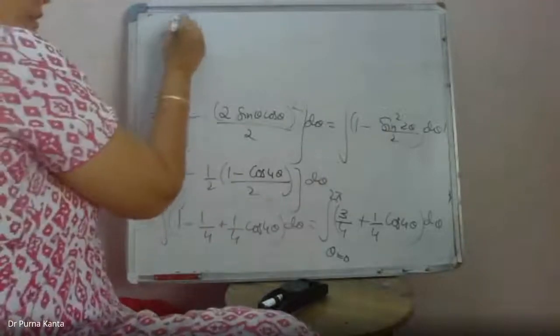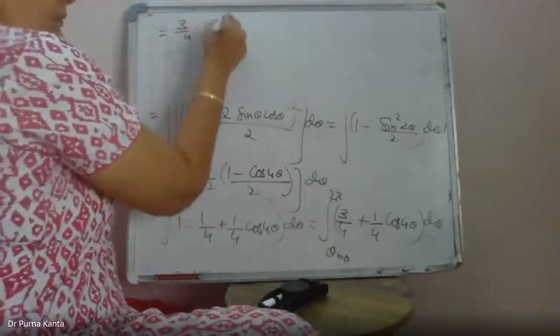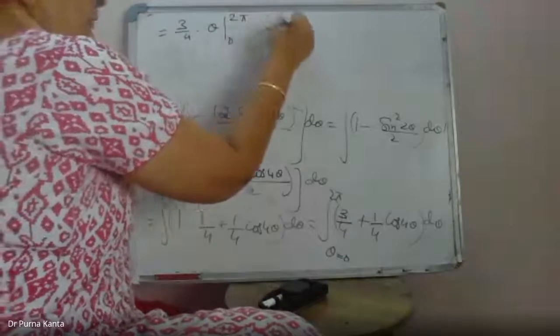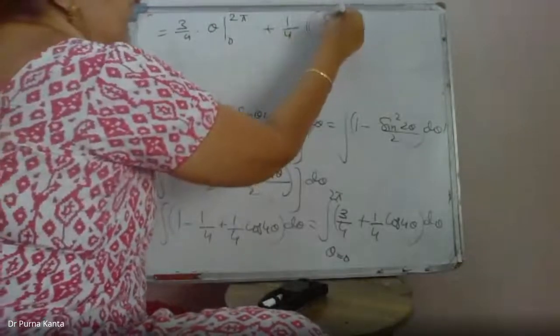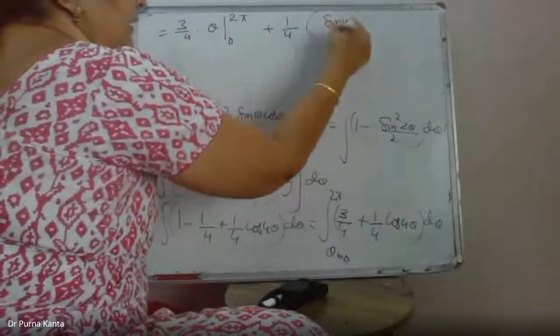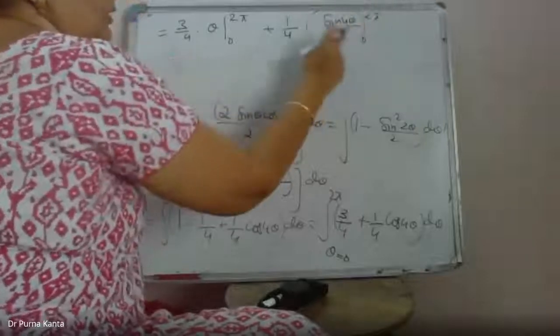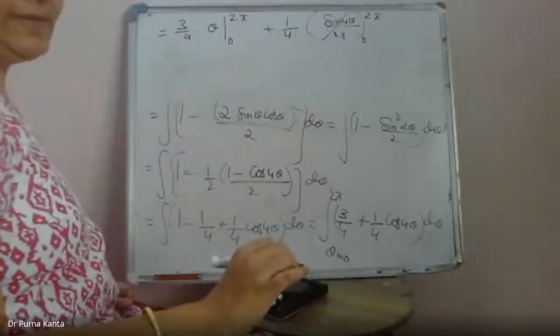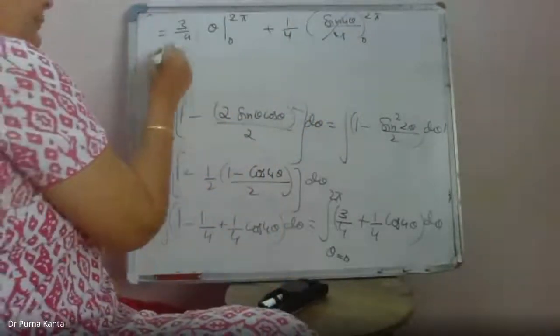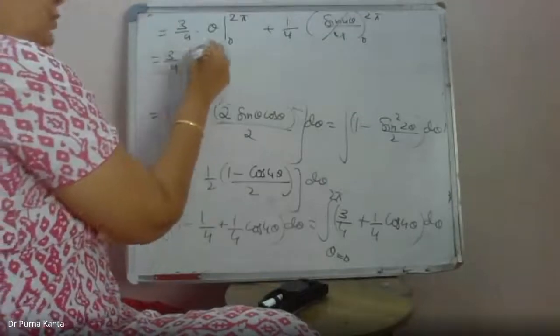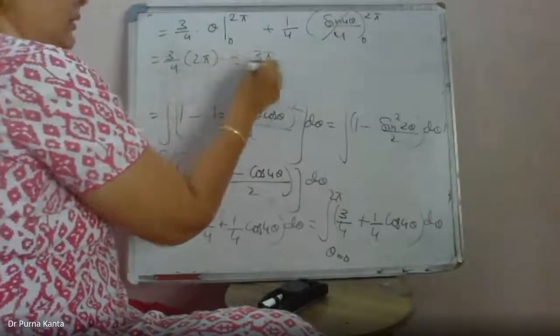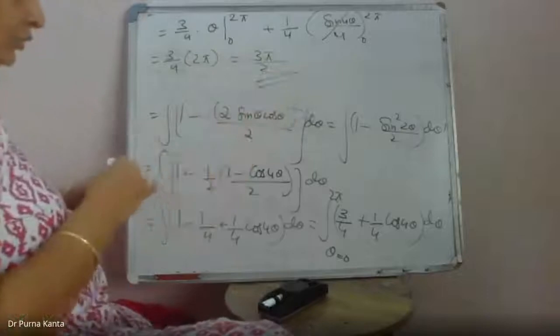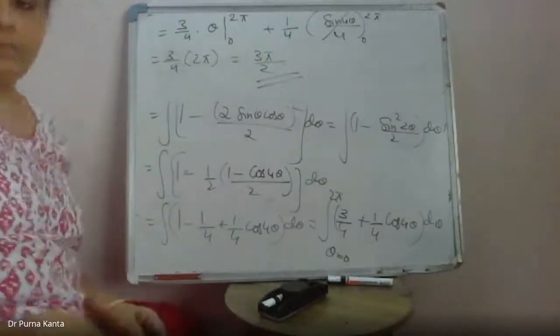So this is equal to 3 by 4 into theta between the limits 0 to 2 pi plus 1 by 4 into sin 4 theta by 4 between the limits 0 to 2 pi. Whether it is 0 or 2 pi, the sin function is 0, so sin 8 pi and sin 0 are both 0, so that cancels. 3 by 4 into the upper limit 2 pi minus lower limit 0 is equal to 3 pi by 2. Showing that Stokes theorem is verified.